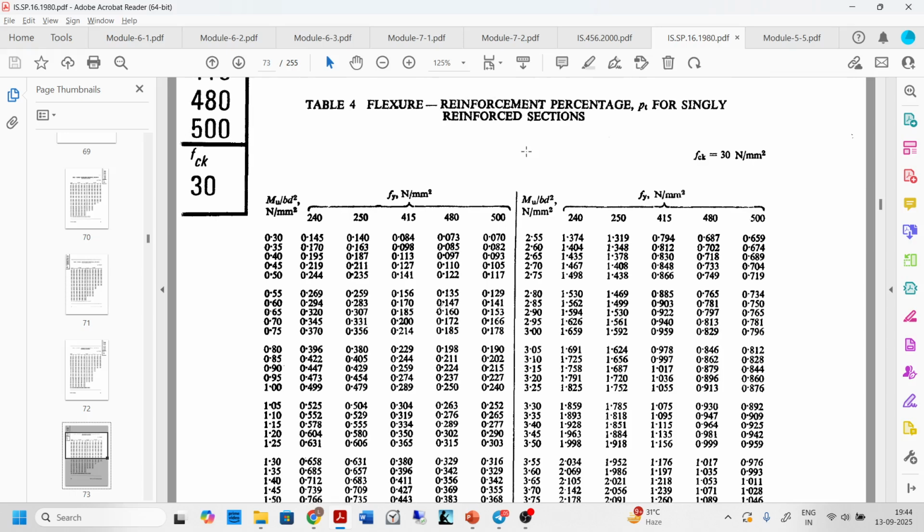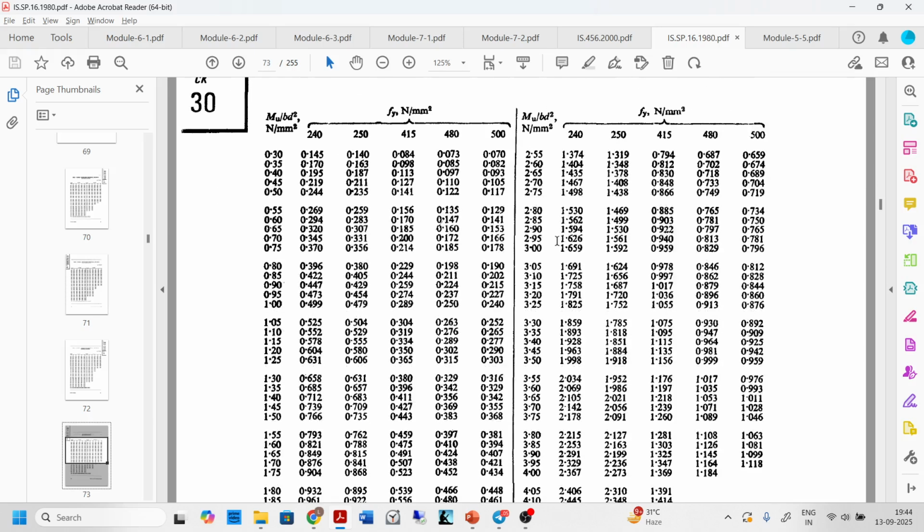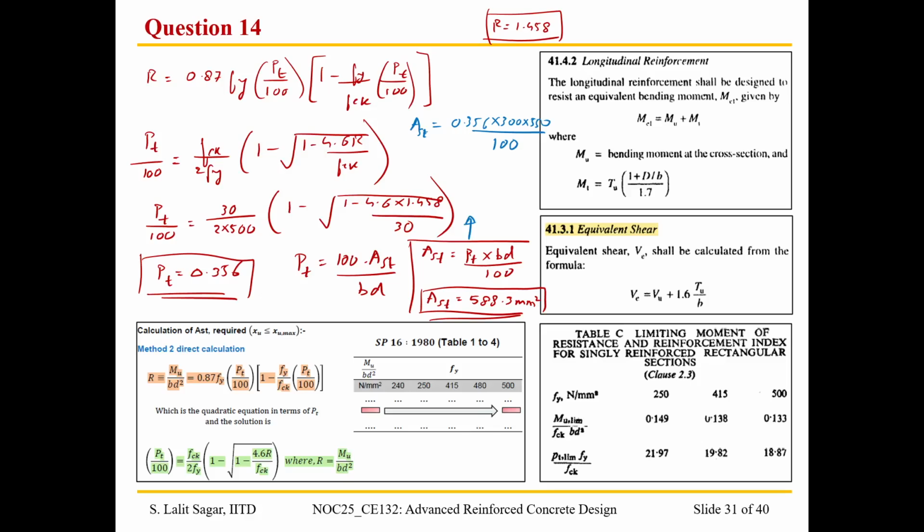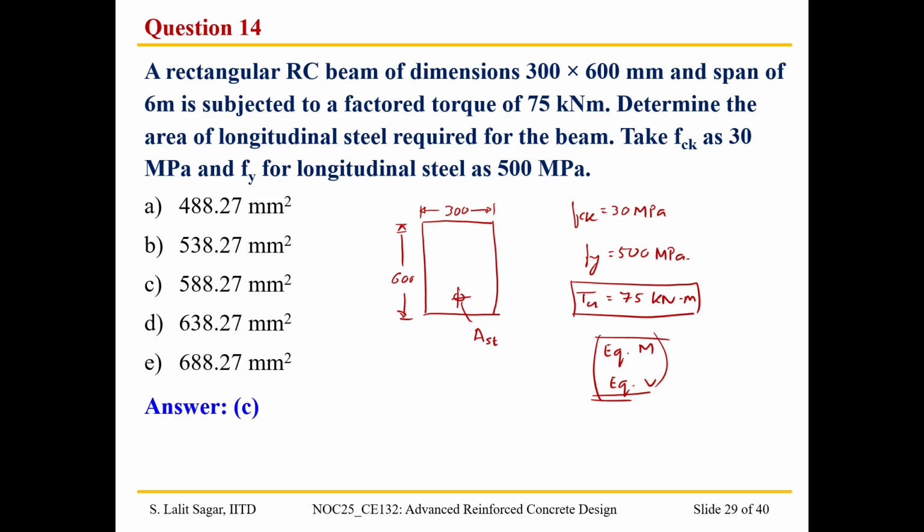Okay, understood. So there are two ways. One is using the equation or using page number 50 of SP16. We can arrive at the value of Pt. And the corresponding AST is 588.3 mm square. So option C is the correct answer.